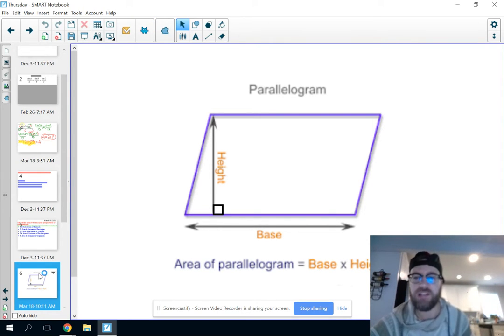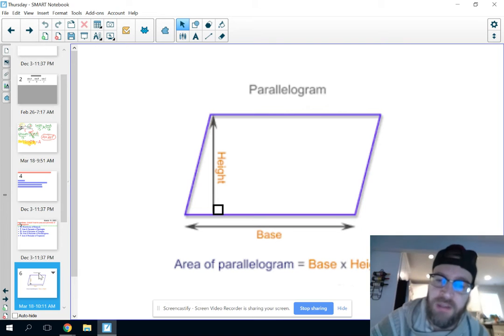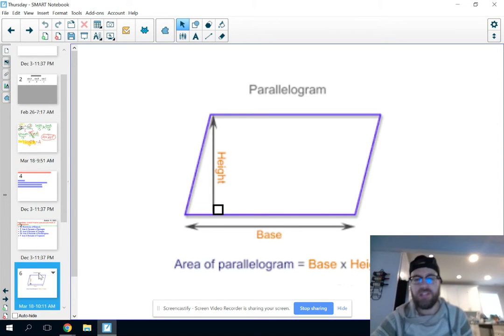So same as a rectangle. We see it's basically the same type of shape. It just looks slanted compared to a rectangle. So things to remember, base and height have to be perpendicular. So you're always looking for the two segments in the diagram that form the right angle.